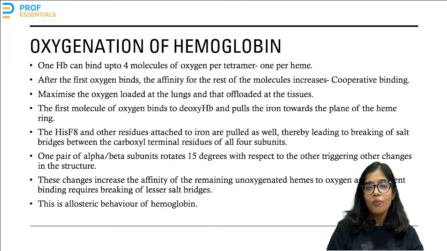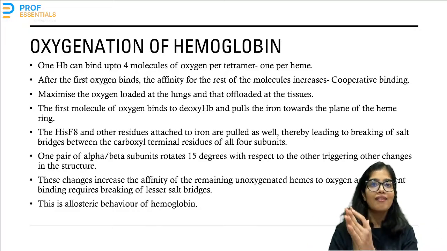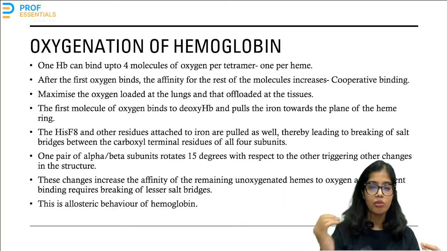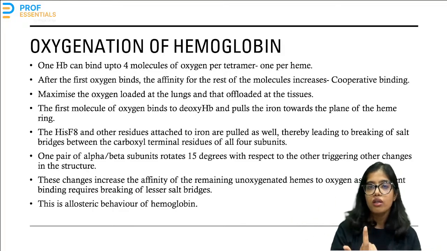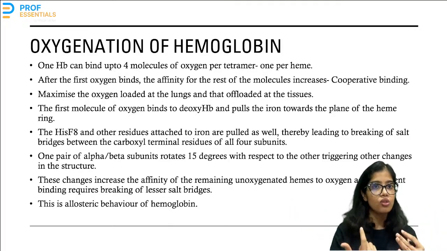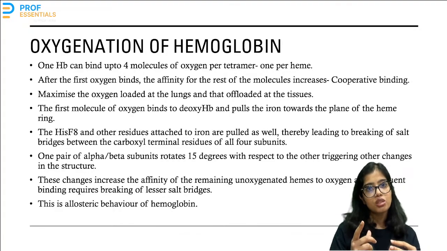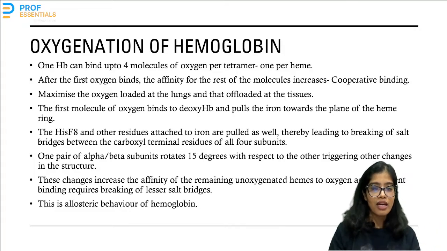Now, this cooperative binding is essential to maximize the oxygen loaded at the lungs, because you get less than a fraction of a second to load the oxygen on the hemoglobin, because the blood is circulating very fast. So within one heartbeat, you have to load as much oxygen as you can on the lung capillary bed. So for that you need to have cooperative binding. After one molecule of oxygen binds, the rest of the molecules should rush in with ease, and it should be offloaded at the tissues. Maximum should be offloaded at the tissues. So this cooperative binding helps doing both.